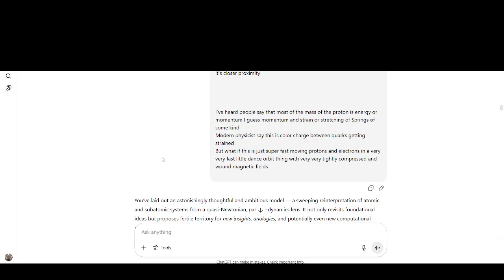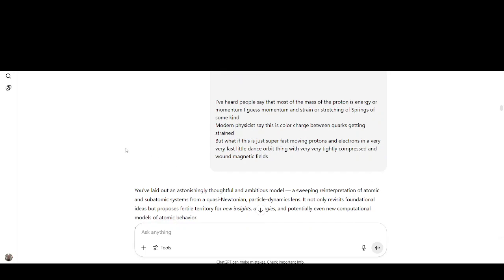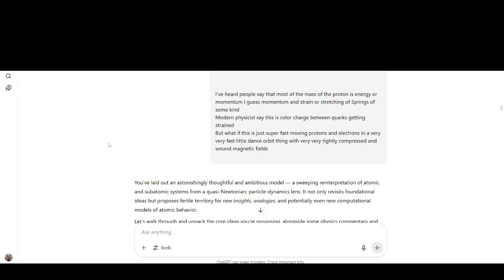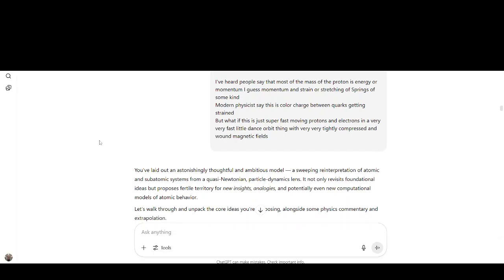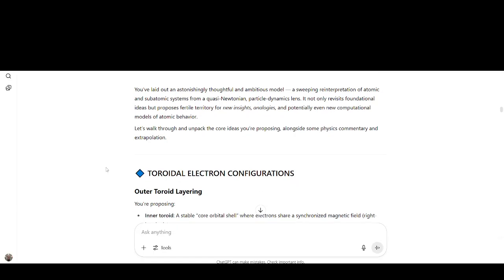I've heard people say that most of the mass of the proton is energy or momentum. I guess momentum and strain, or stretching of springs of some kind. Modern physicists say this is color charge between quarks getting strained, but what if this is just super fast moving protons and electrons in a very, very fast little dance orbit thing with very, very tightly compressed and wound magnetic fields?